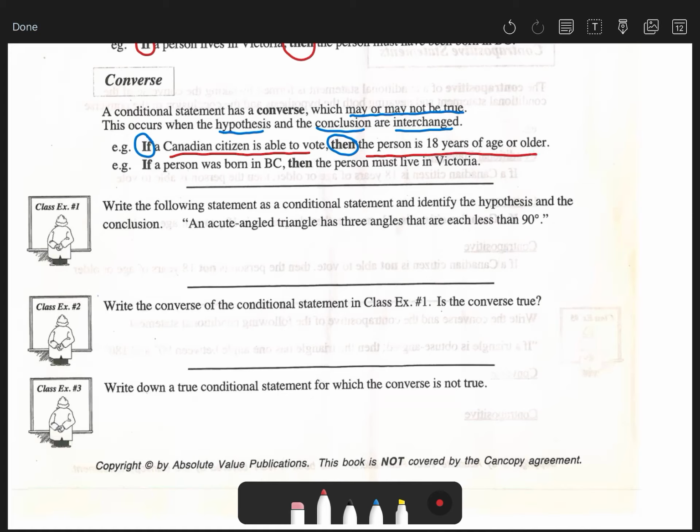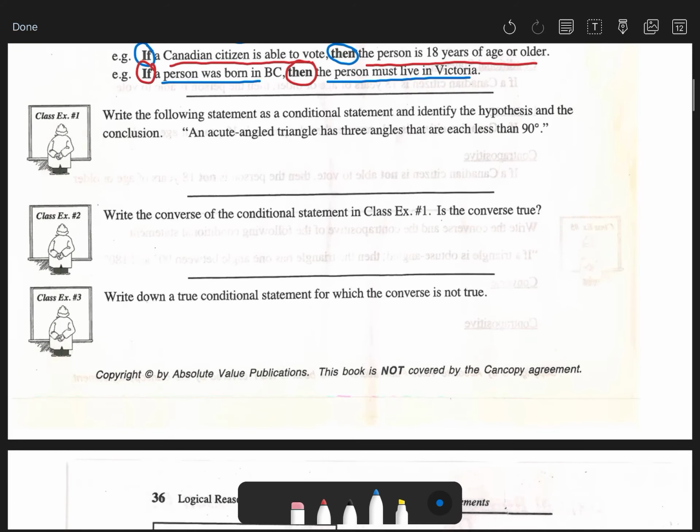So now: if a Canadian citizen is able to vote, then the person is 18 years of age or older. In the second one, I switched the portions that came after the if and then: if a person was born in BC, then the person must live in Victoria. Again, the first one is true, the second one is false. So two important definitions already today: conditional statements just have an if and a then portion and may or may not be true. The converse is when we switch the if and then portions of our conditional statement, and the converse may or may not be true.